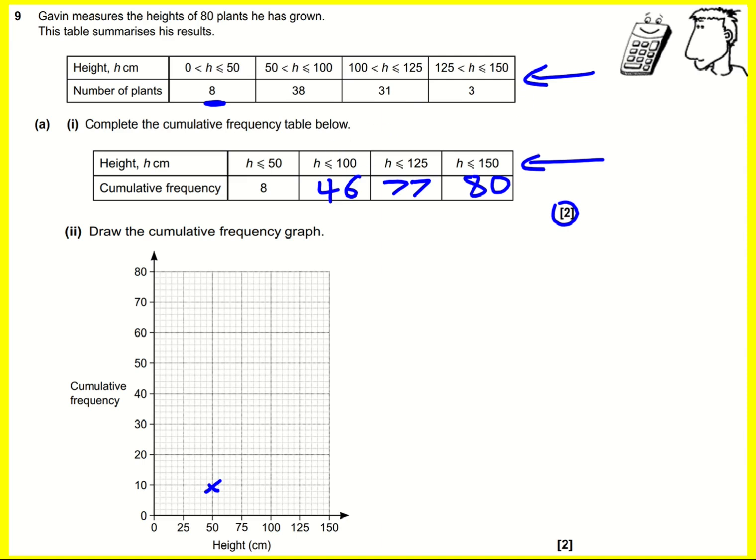What about for 100? Well, I've got 46, so I need to find 46 on here. There we go. 125 is going to be 77, so we're very close to the top. That's 78, that's 77. And then when I've got to 150, I've got 80.